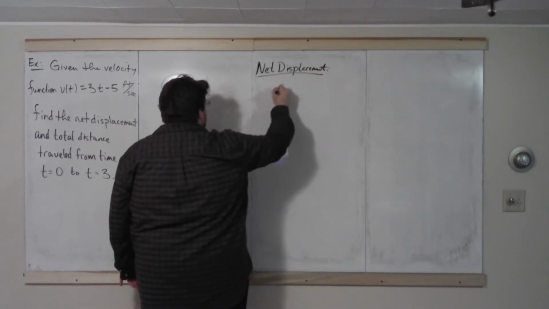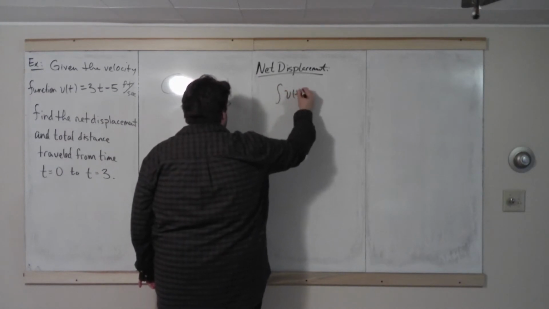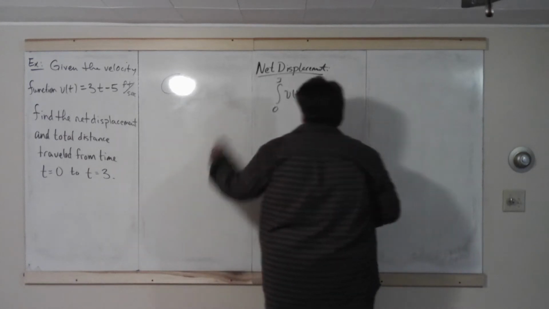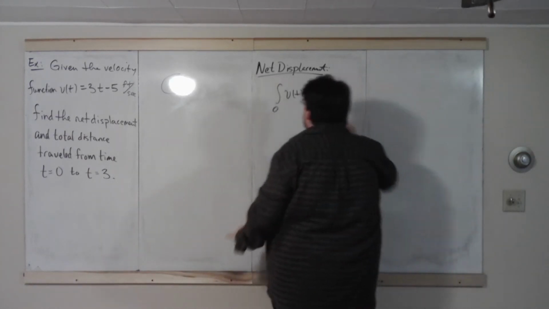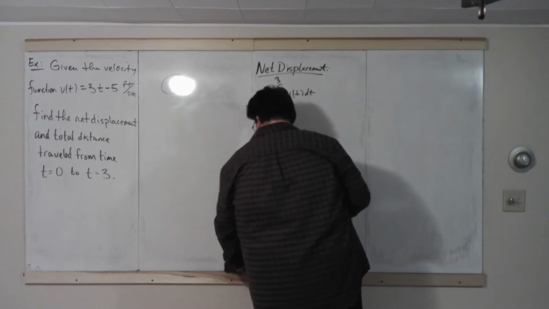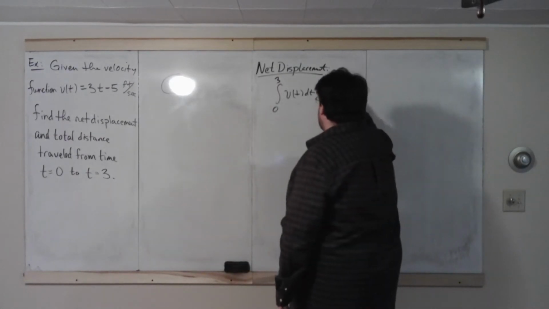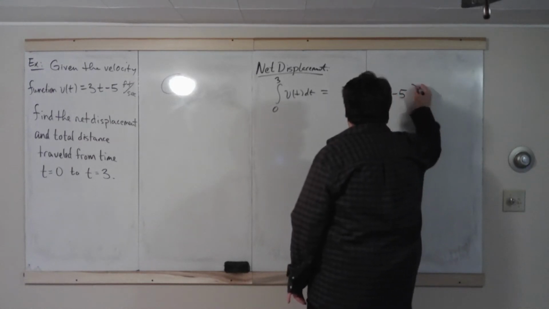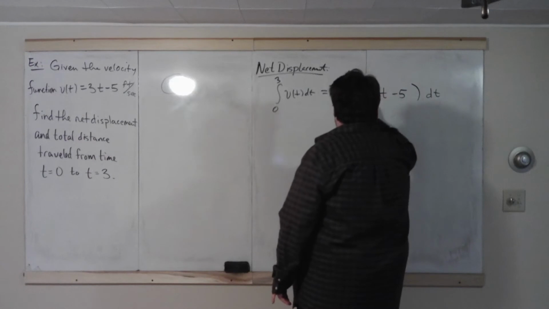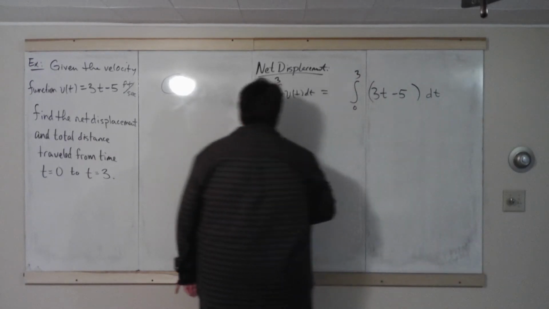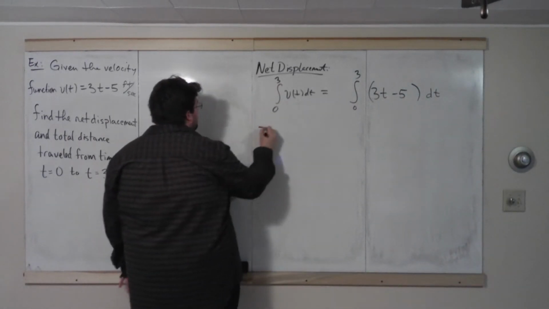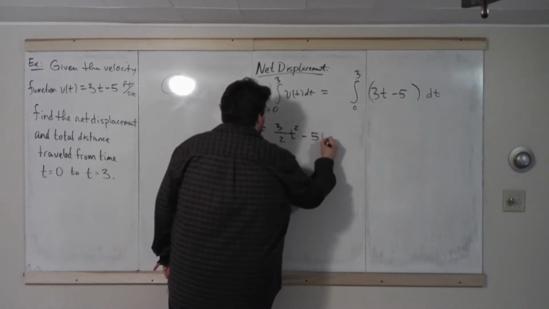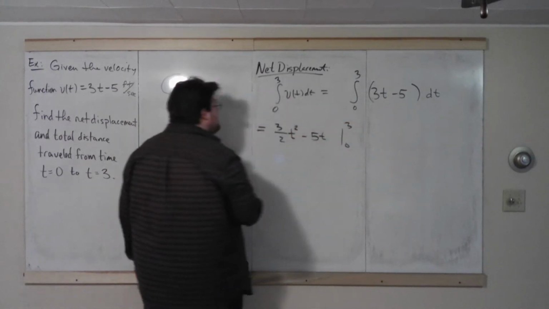Well, net displacement, remember, is the integral of our velocity function. In this case, from time 0 to time 3. That's a 3 up there. And I guess I can just erase it and then rewrite it. What's our velocity function? 3t minus 5. And we're going from 0 to 3. How do we integrate that? Well, power rule, 3/2 t squared minus 5t from 0 to 3.